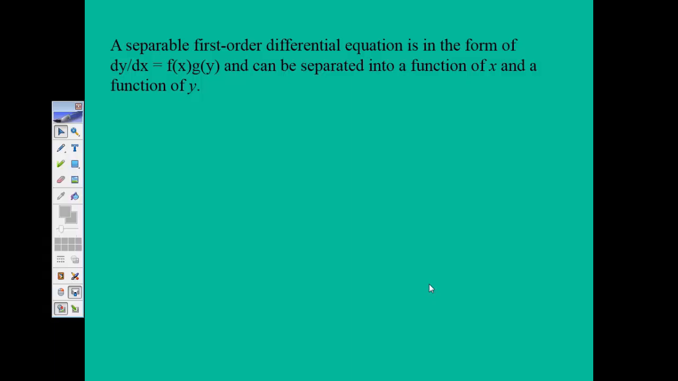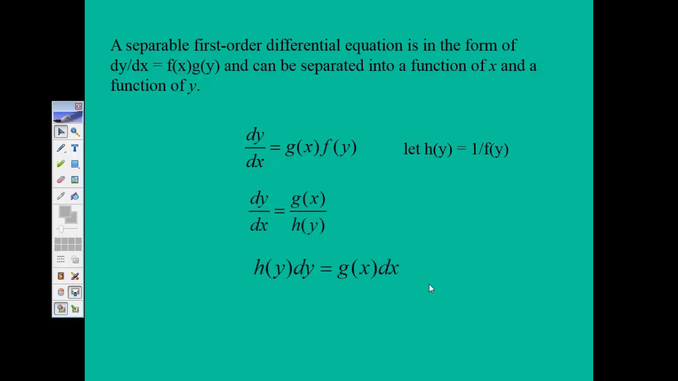A separable first-order differential equation is in the form dy/dx equals f of x times g of y, and these can be separated into a function of x and a function of y. So if we have dy/dx equals g of x times f of y, and it doesn't matter if it's f of x times g of y or g of x times f of y, we can rewrite this by letting h of y equal 1 over f of y, and then we can separate our variables. We can get all the y's on one side and all the x's on the other side.